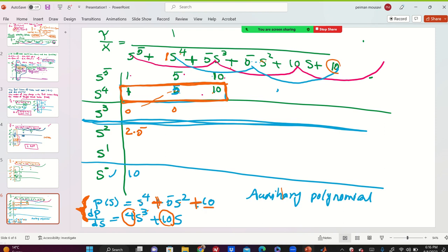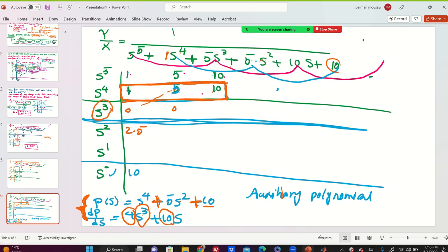Then we take the derivative with respect to s: 4s cubed plus 10s. Now you see the s cubed, s cubed. I'm going to replace the coefficients here, 4 and 10. Understand? Now we continue because now we have numbers. 4 times 5 is 20, minus 10 is 10, divided by 4 is 2.5.